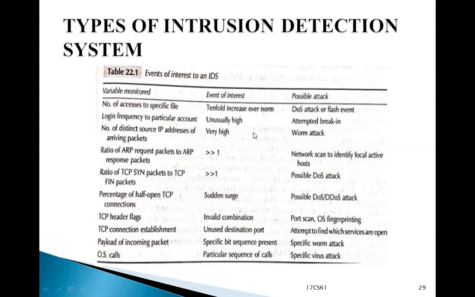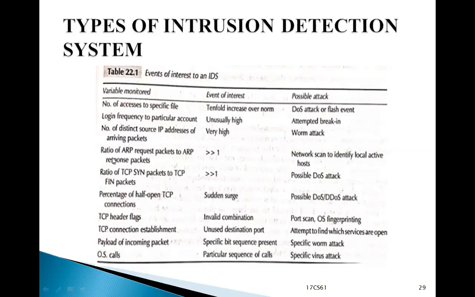If it is very high, then it is nothing but a worm attack. So what is a worm attack now? Generally speaking, a worm is a standalone malware computer program that replicates itself in order to spread to other computers. So that is the possible attack that is being guessed by the IDS here. If the number of distinct source IP addresses of arriving packets is very high than the usual activities, then it is identified as a worm attack.